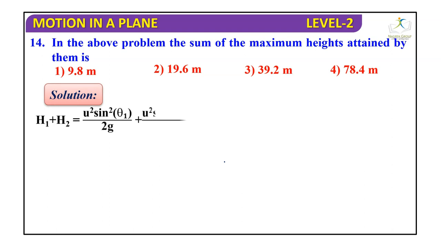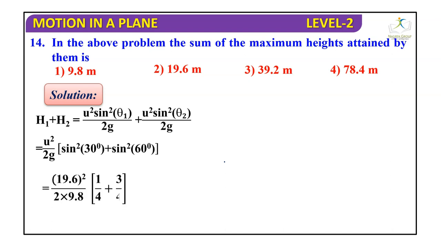Next, we know h1 plus h2, the summation of maximum heights, is u squared sin squared theta 1 by 2g plus u squared sin squared theta 2 by 2g. If we take the common part out, u is given, g we know, sin squared 30 we know, sin squared 60 we know. After solving, we get 19.6 meter. According to that, the correct option is option 2.